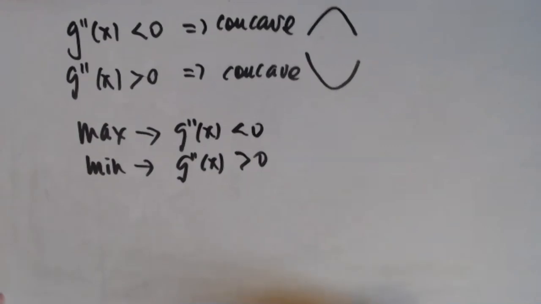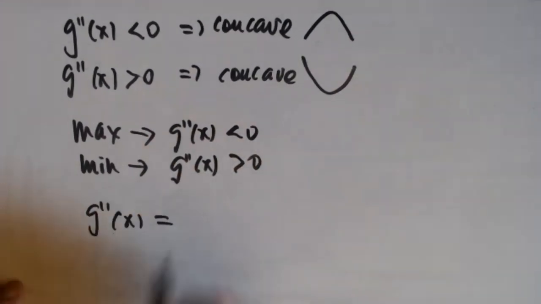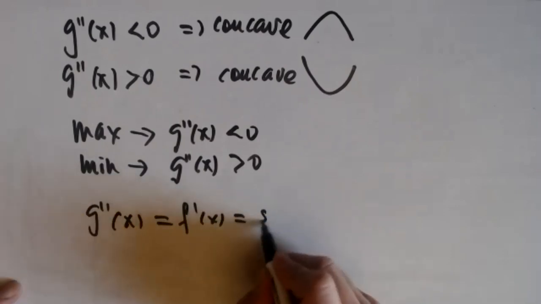Okay, so in your problem, g double prime of x is f prime of x. And this is the slope of the line.